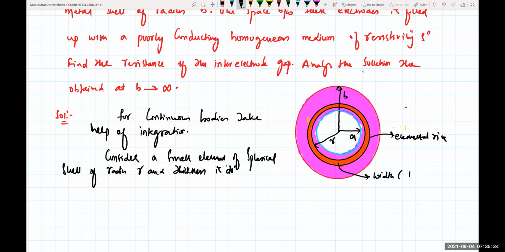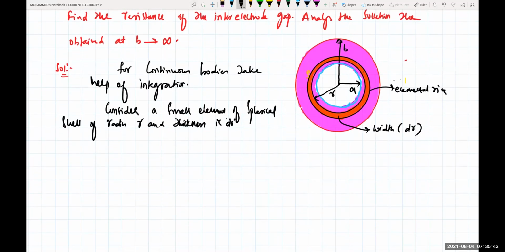Width is nothing but equal to dr. So this is a basic condition we are considering, isn't it? Now first calculate the area of this element. The area of this small element will be equal to 4 pi r squared. The length will be equal to the width, that is nothing but dr.